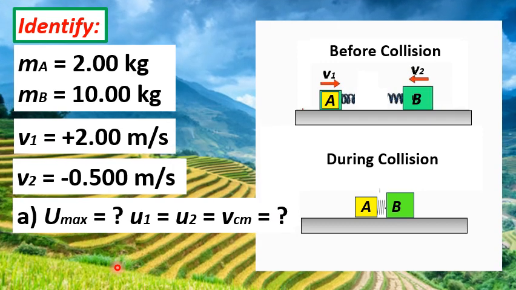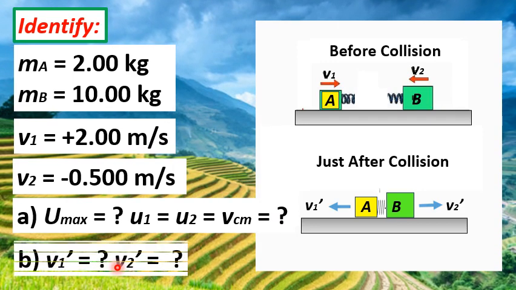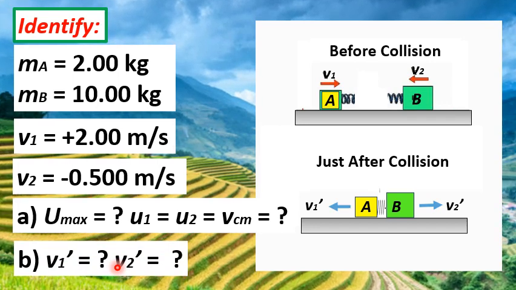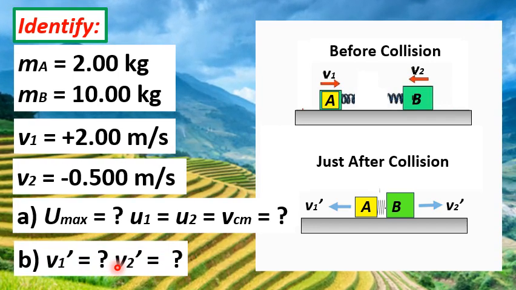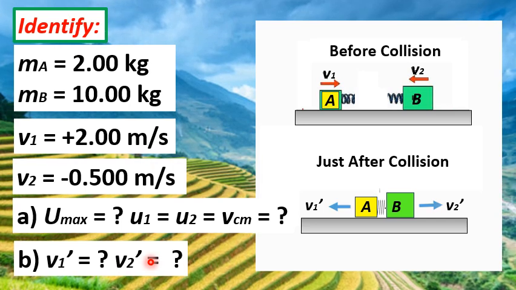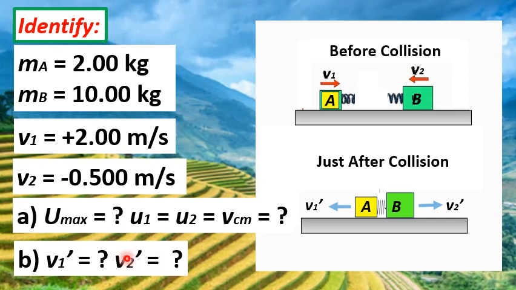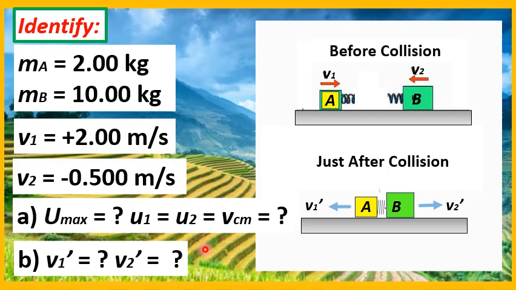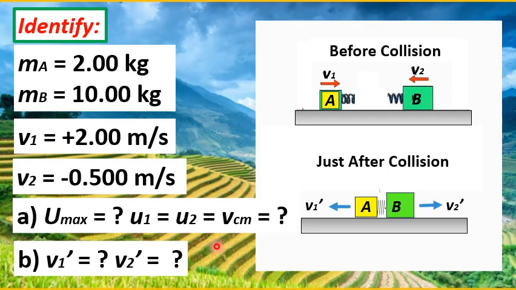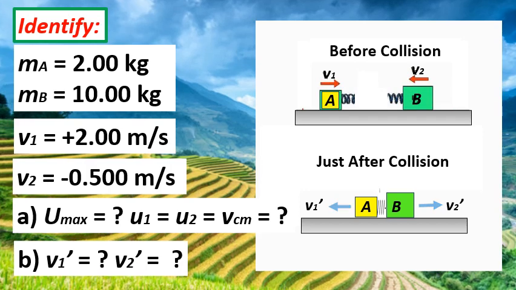And for letter B, the other two variables are the velocity of the two blocks, v sub 1 prime and v sub 2 prime, for block A and block B respectively. This is just after the collision or separation.